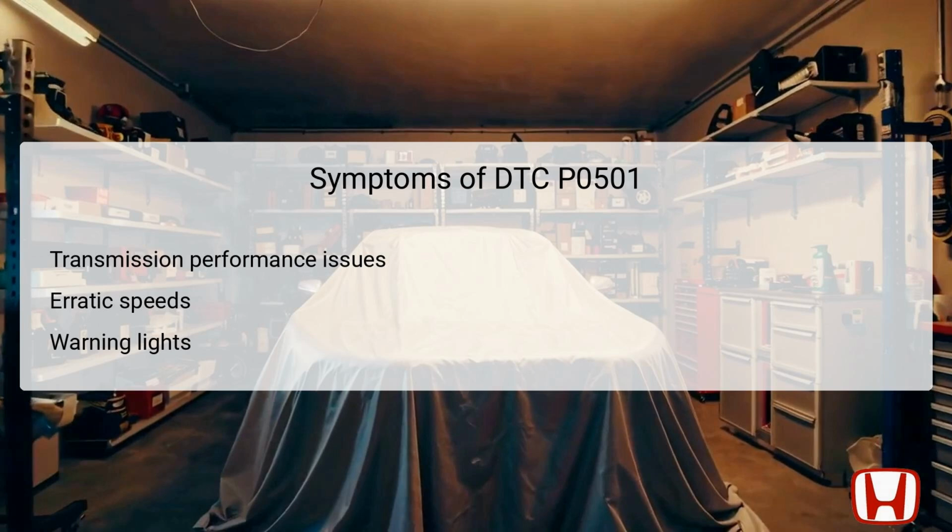Symptoms associated with DTC P0501 can manifest as noticeable performance issues in the transmission. One primary symptom is erratic speeds, where the vehicle may not respond as expected to throttle inputs. Drivers might also experience unusual shifting patterns or hesitation during acceleration, indicating that the TCM is receiving incorrect data regarding the vehicle's speed. Additionally, warning lights may illuminate on the dashboard, alerting the driver to potential transmission issues.